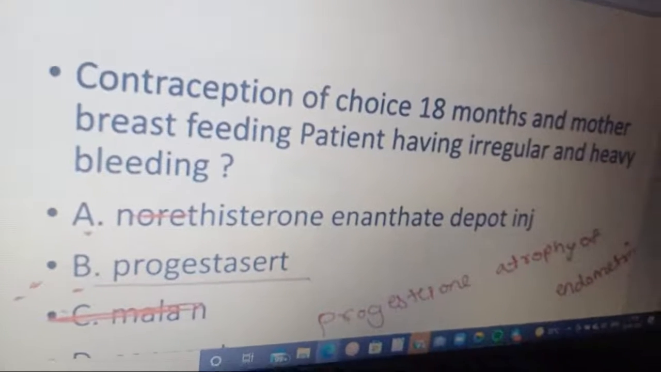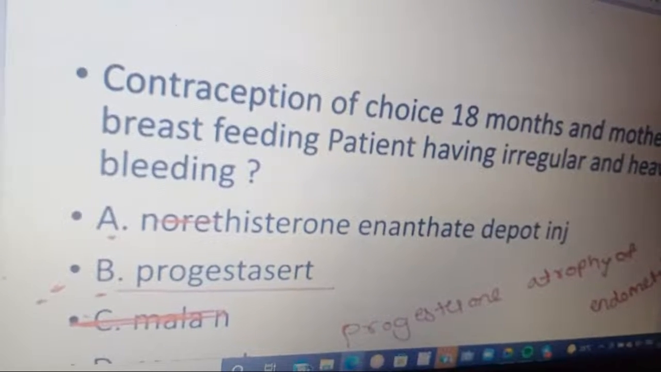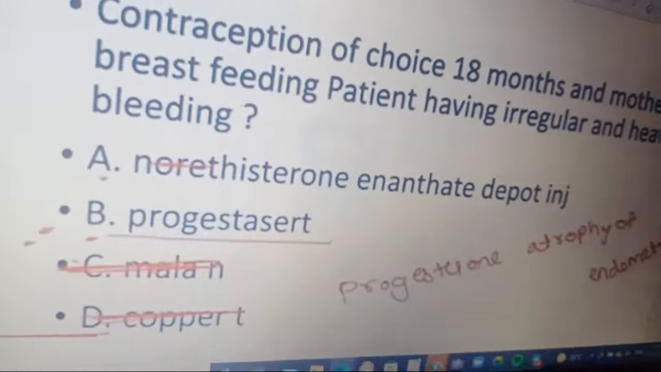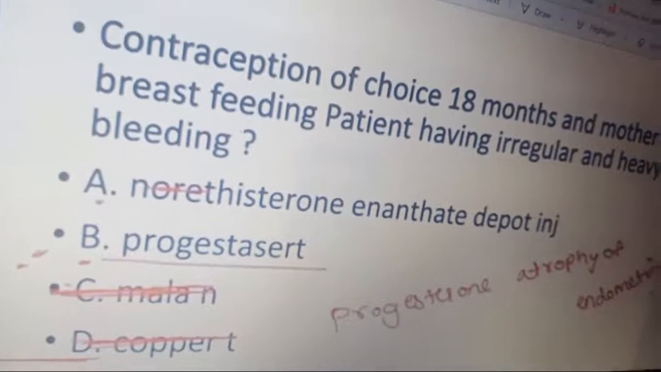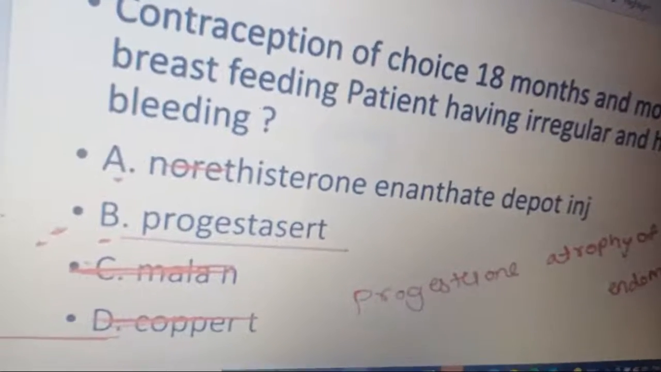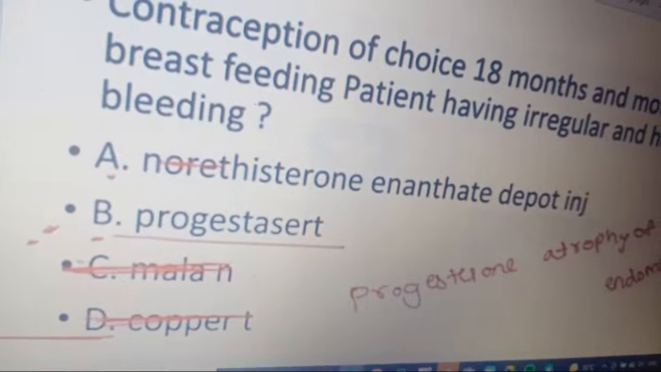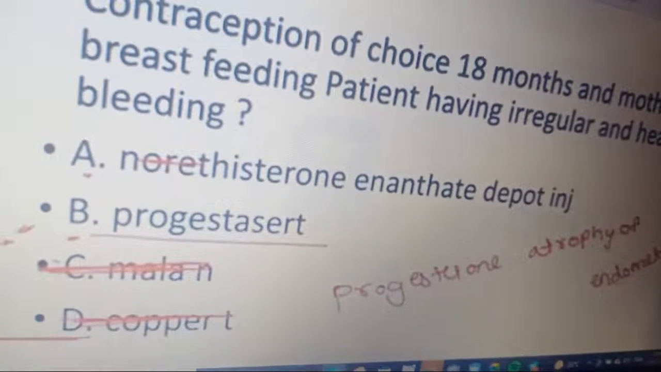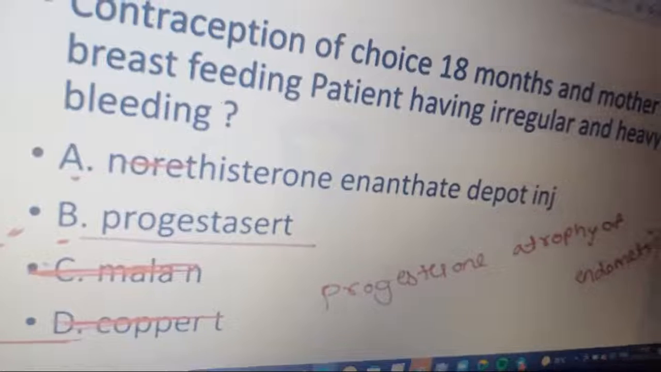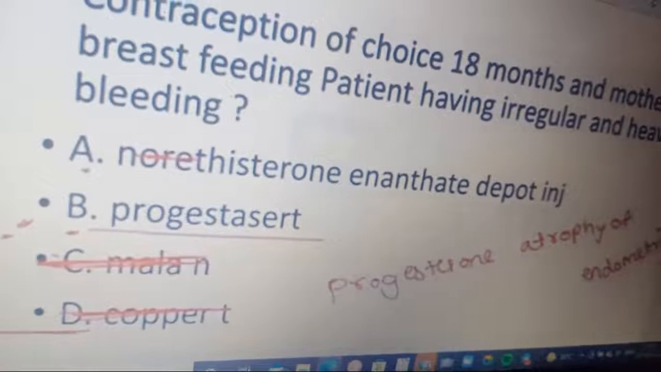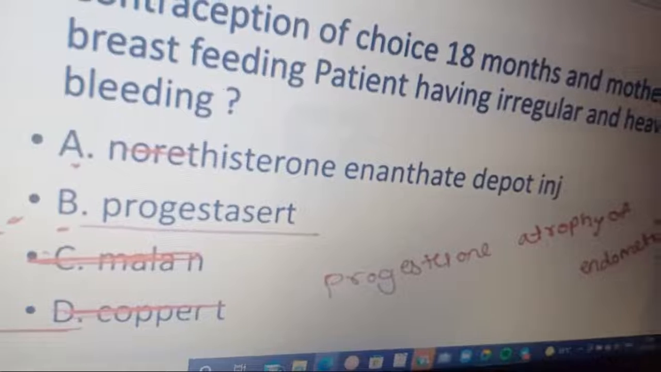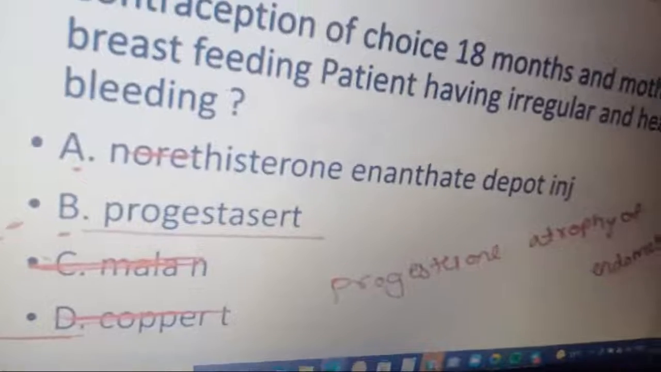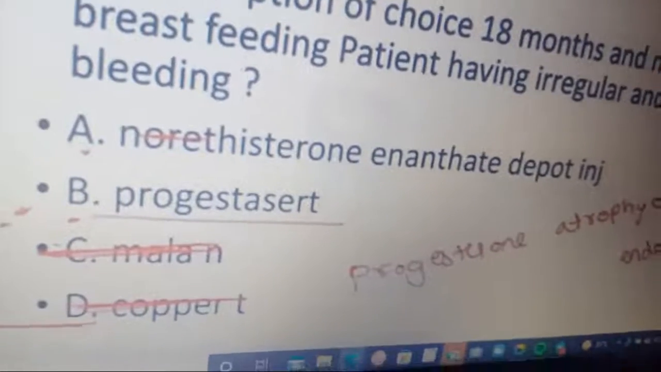Another question: contraception of choice in an 18-month breastfeeding mother having irregular and heavy bleeding. What should be inserted? If copper T is inserted, bleeding will be more, so we are not using that. Mala-D will also not be used due to increased vaginal bleeding. Norethisterone and DMPA injection can be given, but they can cause irregular bleeding. So the answer here will be progesterone, LNG IUCD is inserted.